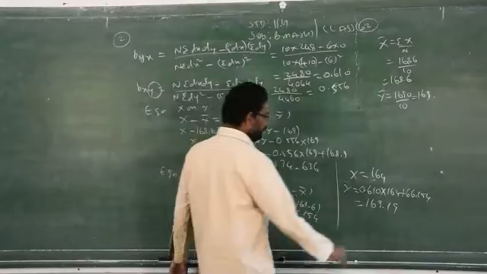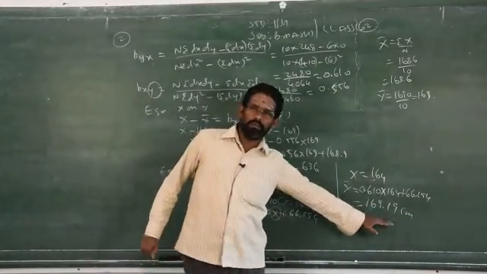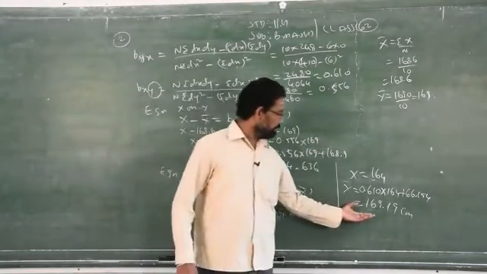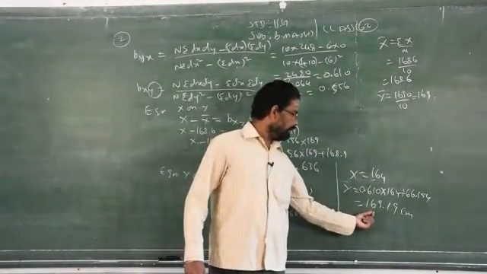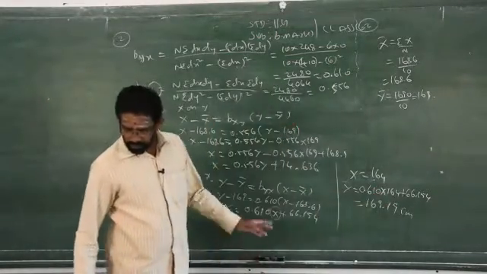169.19 centimeter. If it is given in centimeter, you have to write down the units. That is very, very important. Clear? If you write height without units, there is no meaning. Therefore, you have to write the unit cm along with the answer. So this is the required answer.